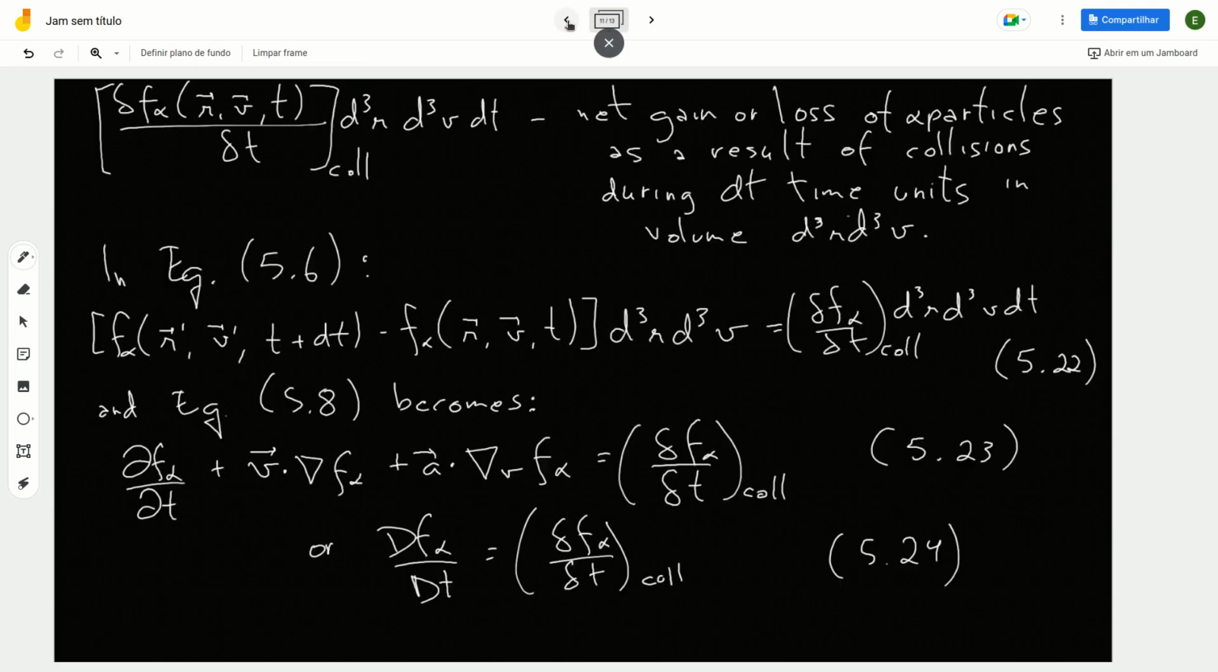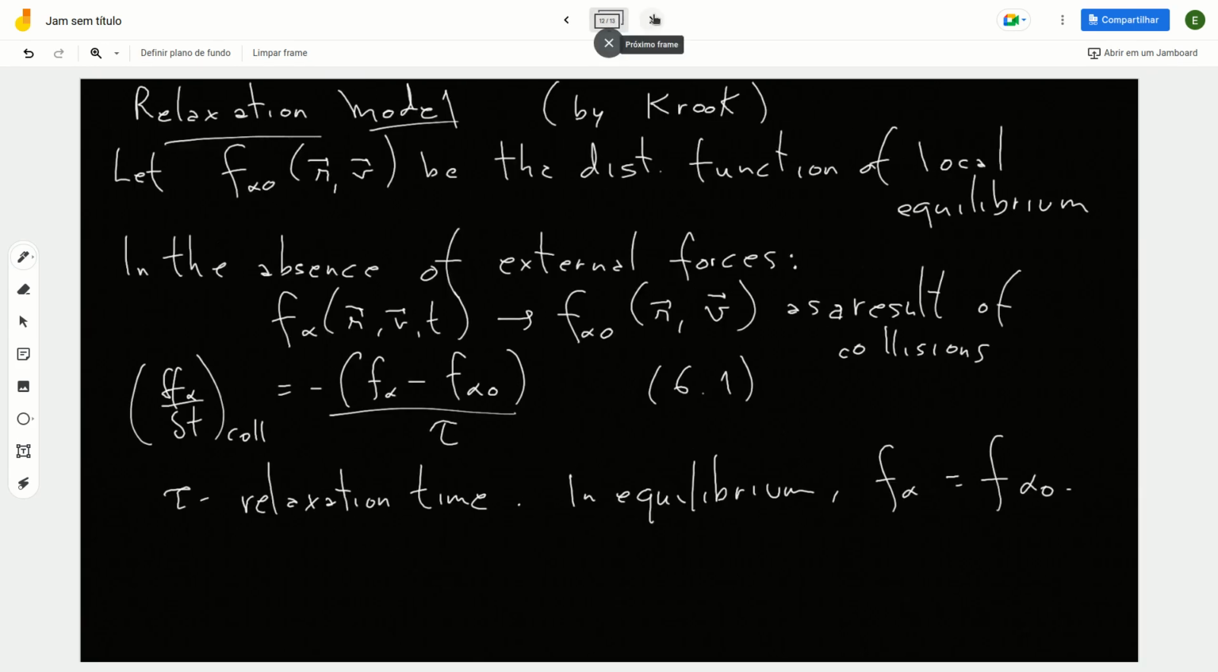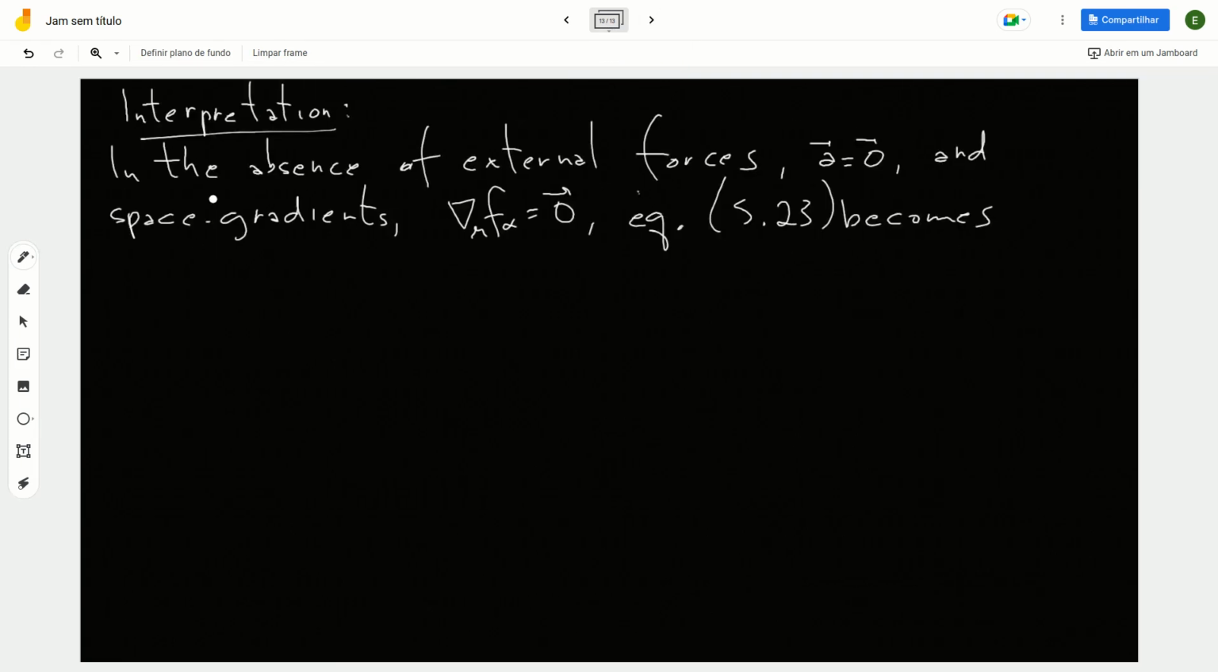Let's see. 5.23 is just this one. So we don't have this. This is actually like this, right? You don't have this, and you don't have this. So you have just an ordinary differential equation. It's actually a partial differential equation because f is a function of more than one variable, but it will behave like just an equation with derivative in time. So we may solve it with techniques of ordinary differential equations, and that's the good thing about this model. It's easy to solve, and we can solve the Boltzmann equation.